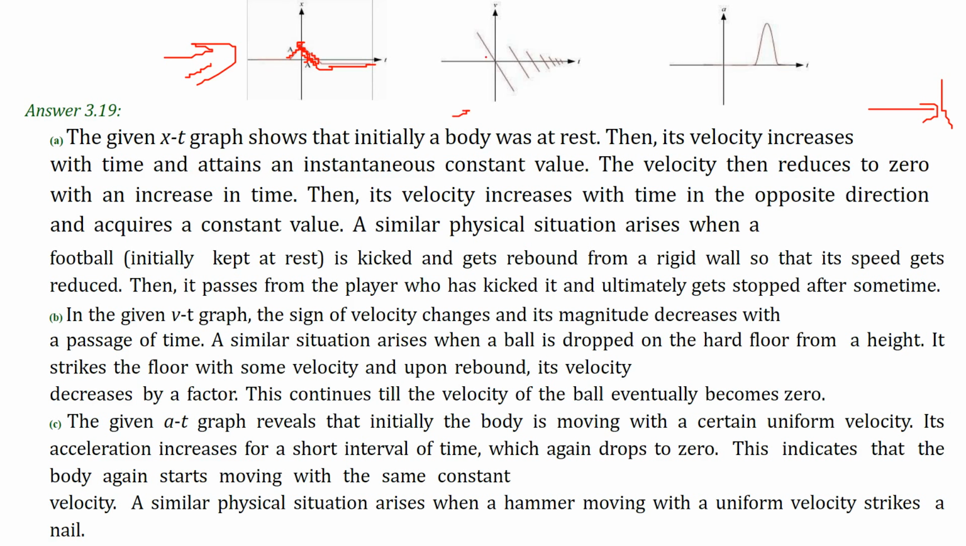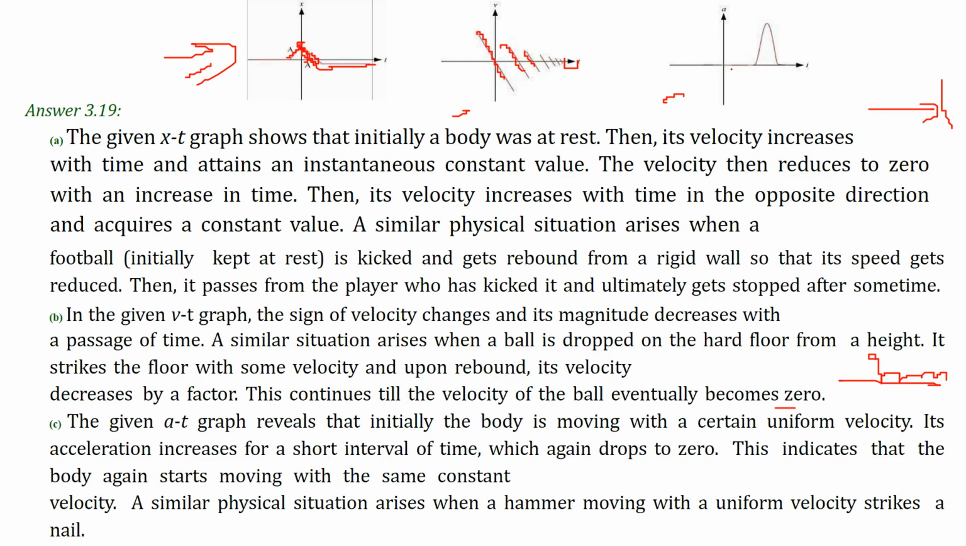Next is this one. The sign of velocity changes and its magnitude decreases with the passage of time. It is decreasing, and at some time it will become 0. So what will happen if you just throw a ball like this on the floor? It will jump some times, after that it is going to come to rest. So the velocity decreases by a certain factor, eventually it becomes 0.